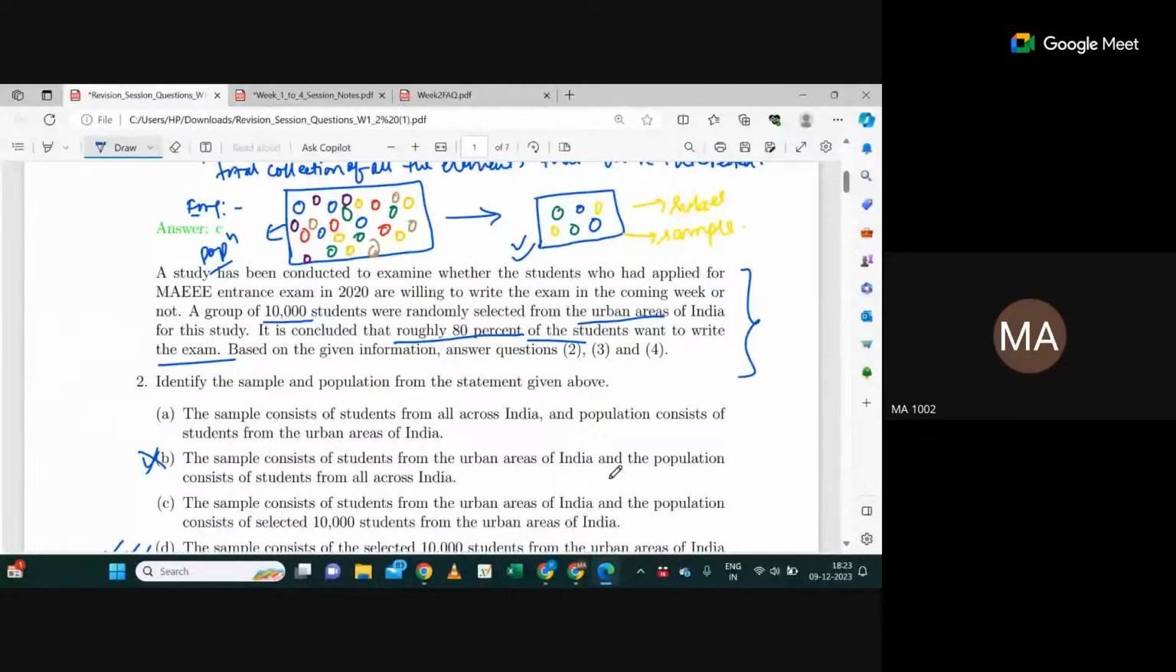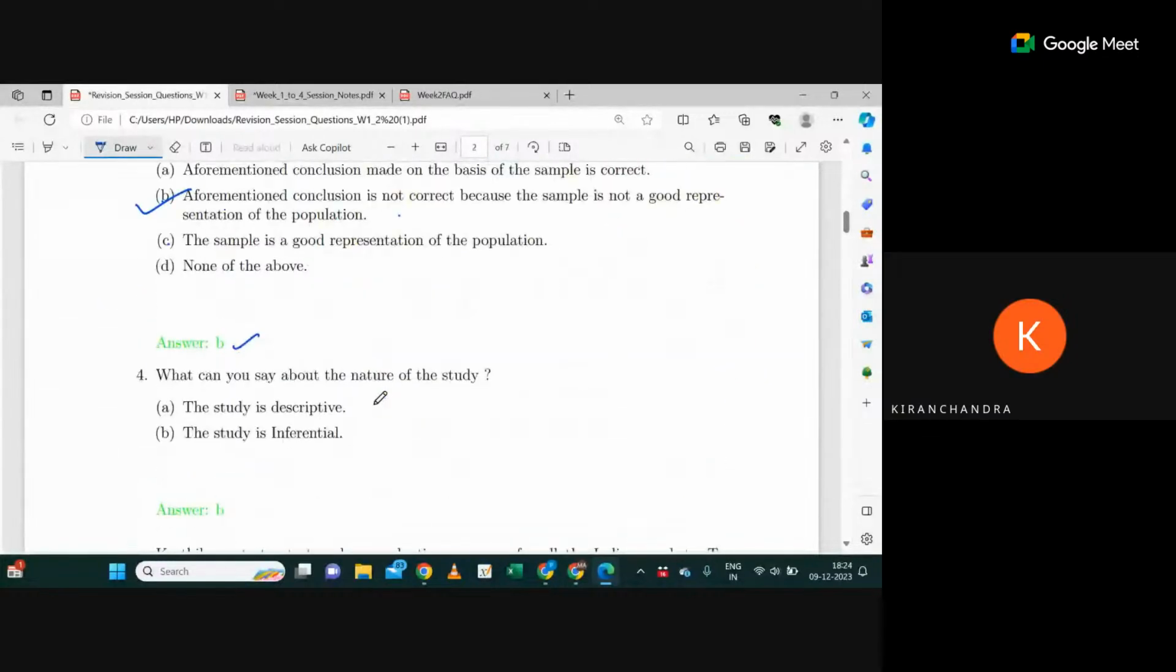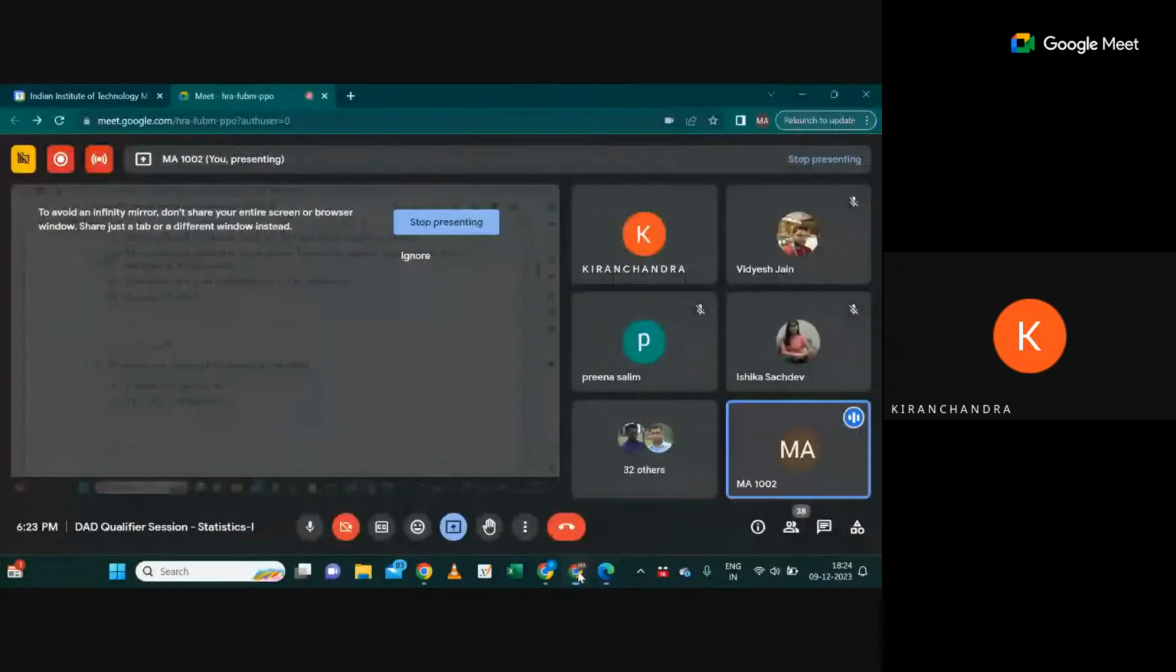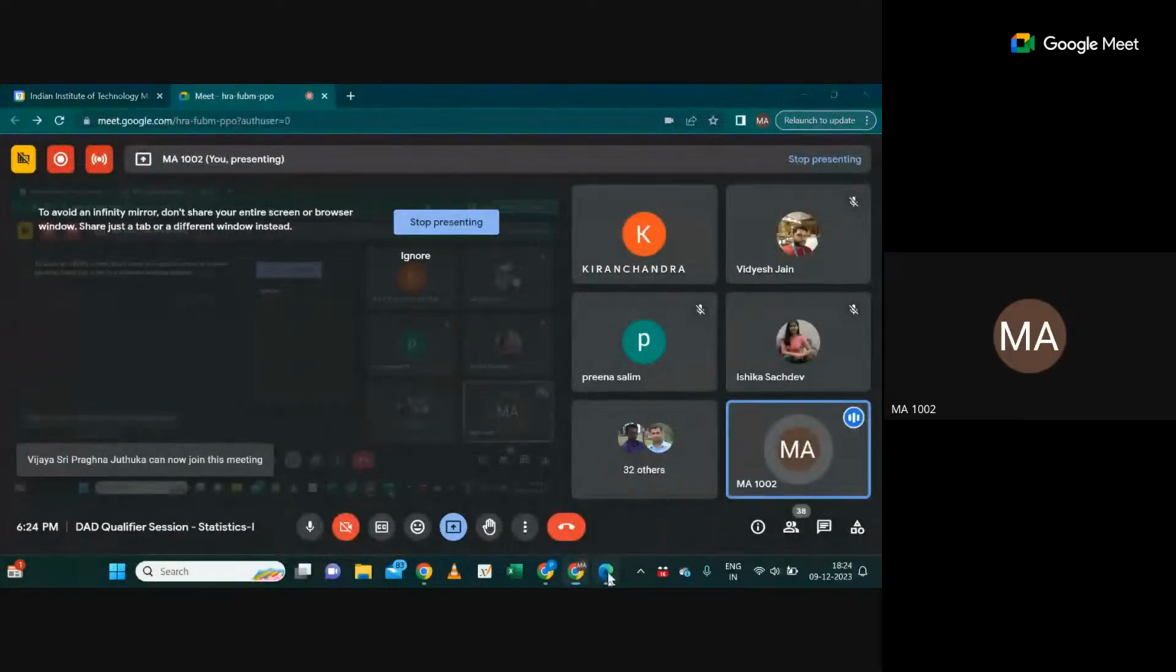What about others? Feel free to say if you are wrong. Don't worry, we can discuss it. If you will not speak, I will not be able to tell whether you are getting the concept or not, so I will assume everyone is getting it. Please feel free to ask a doubt at any point. Because they concluded an inference that 80% of the students want to write the exam. So here it is inference.